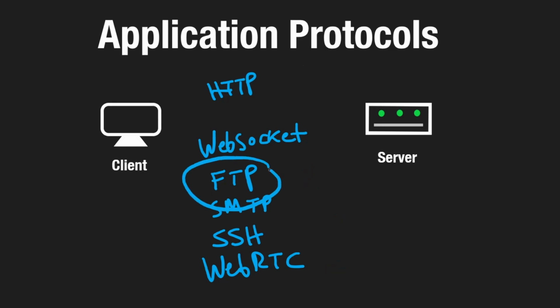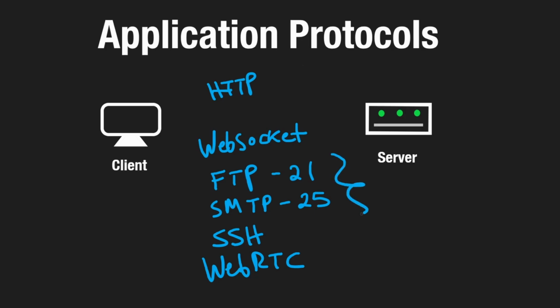FTP is File Transfer Protocol. By default, it runs on port 21. As the name implies, it's for transferring large files between computers. There's SMTP, which stands for Simple Mail Transfer Protocol. It runs on port 25, I believe, by default.